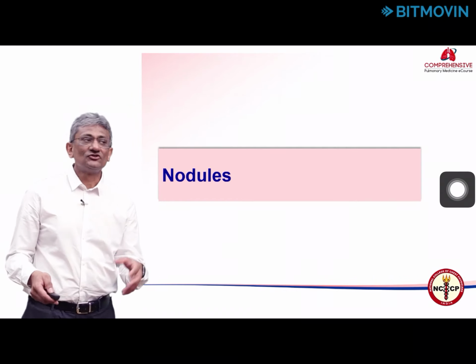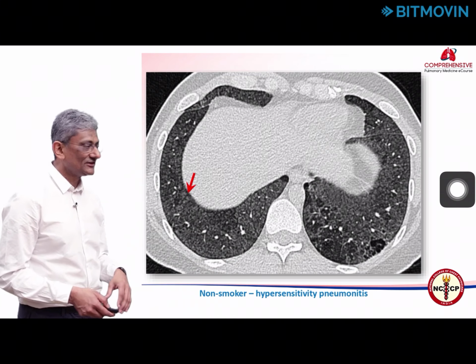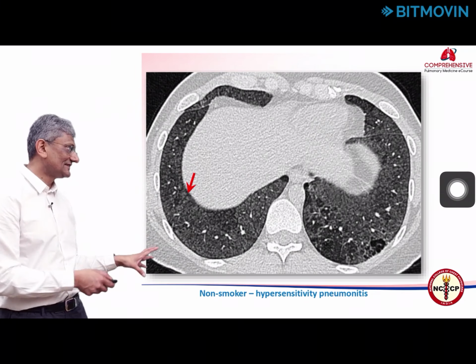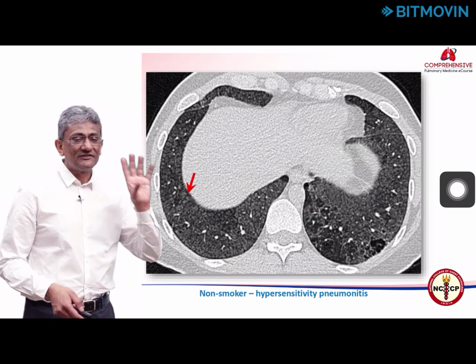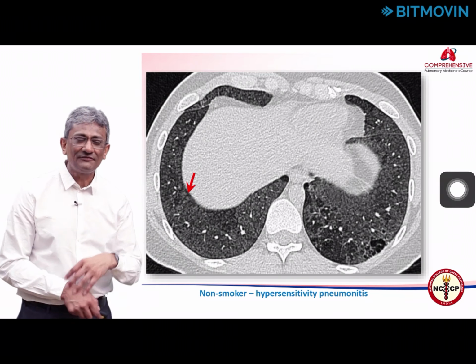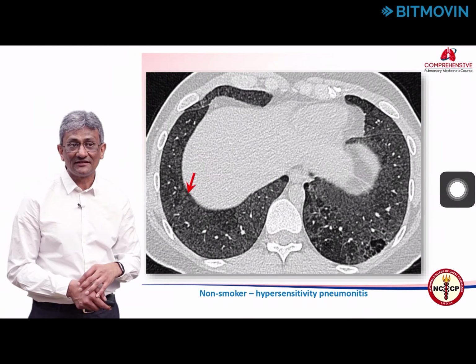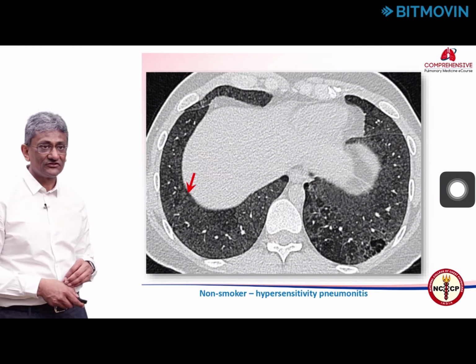We then move on to nodules, and we have already been seeing these ill-defined bronchocentric nodules on multiple previous scans. When we see them, if the patient is a non-smoker, it is hypersensitivity pneumonitis. If the patient is a smoker, it could still be HP, but then we start thinking of desquamative interstitial pneumonitis.